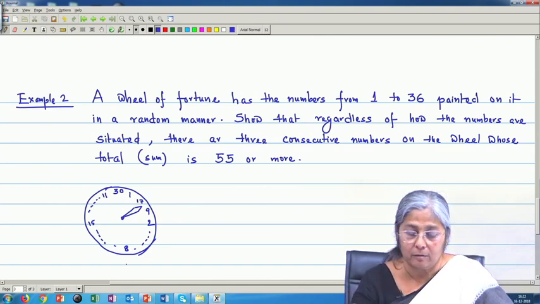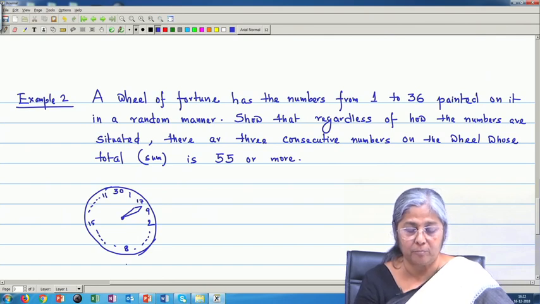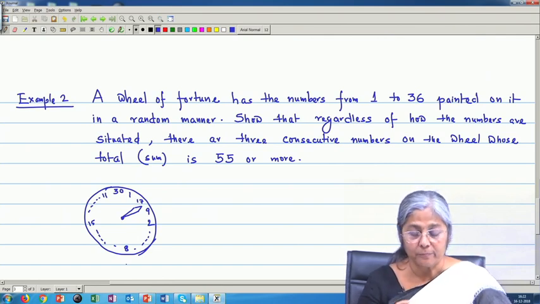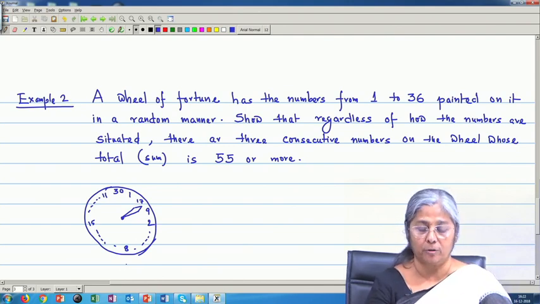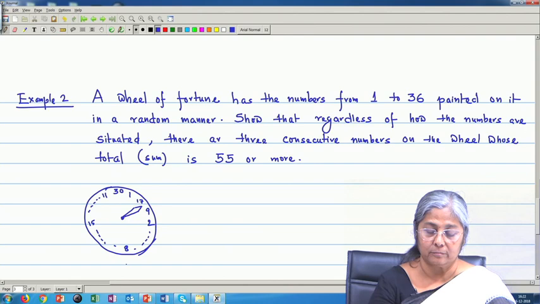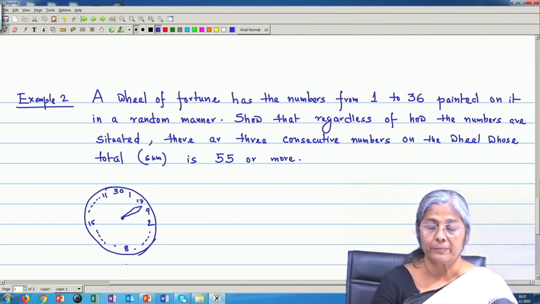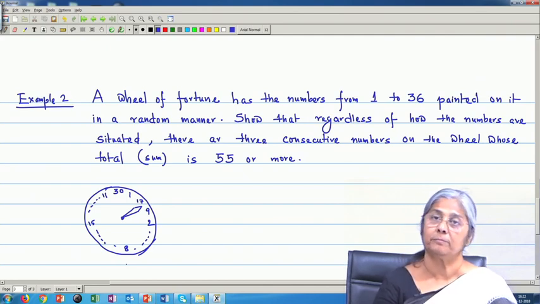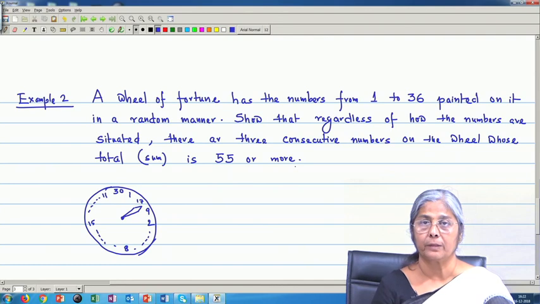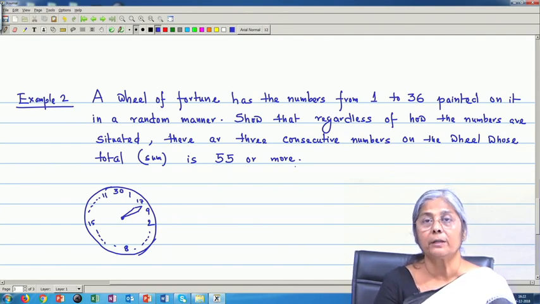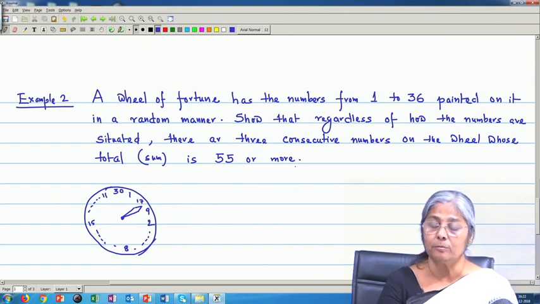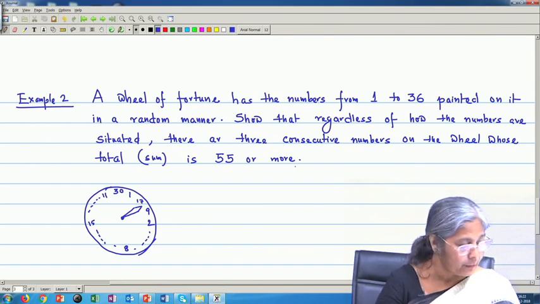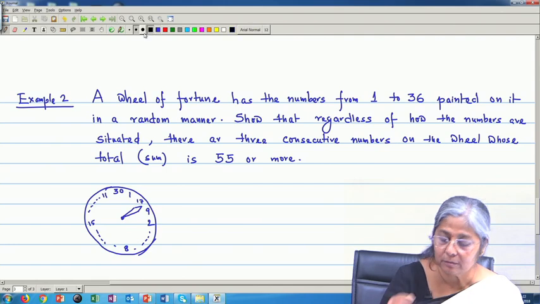Now, these numbers are printed on the wheel in a random manner. We have to show that whatever way the numbers are printed on this, there exist 3 consecutive numbers whose total sum is greater than or equal to 55. So, we have to show this. Now, we use mathematical induction in a very indirect way to prove this statement. Okay. So, the solution.